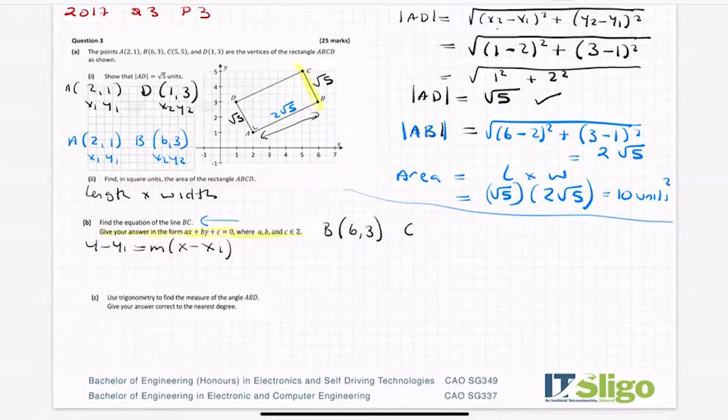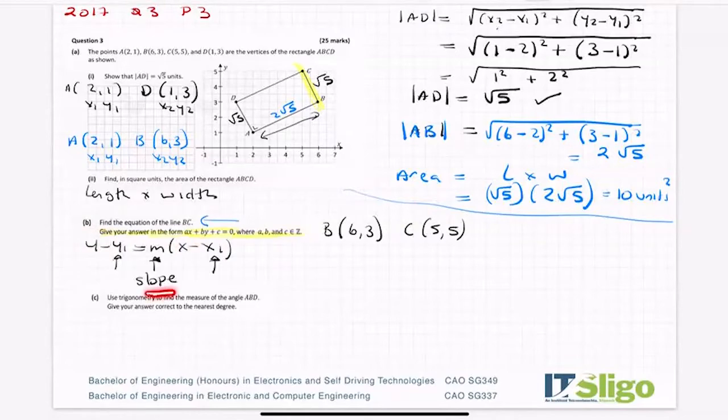C is 5, 5. So to find any equation of a line, we need to find the slope and we need this point, x1, y1. And x1, y1 can be either point because it's just one point. You can pick either one, and then y stays y and x stays x because you're finding an equation, and equations always have x's and y's in them.